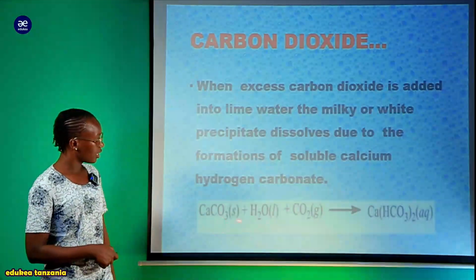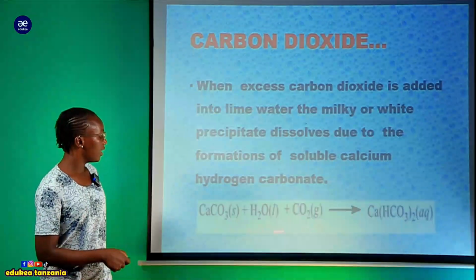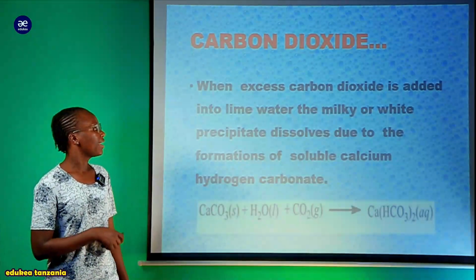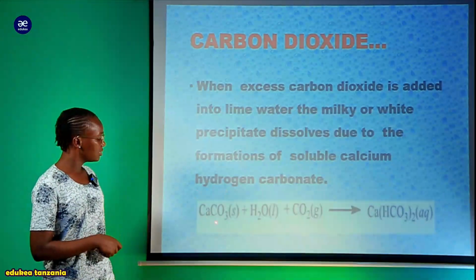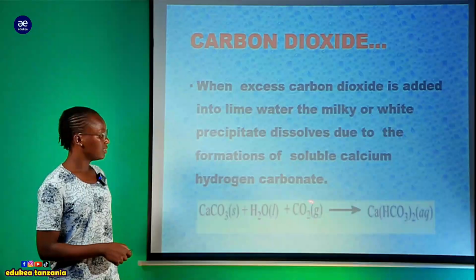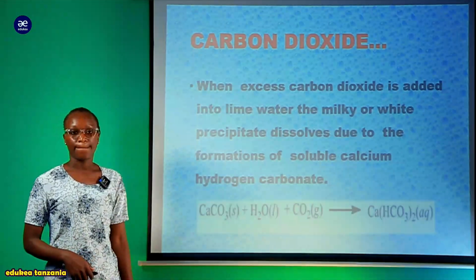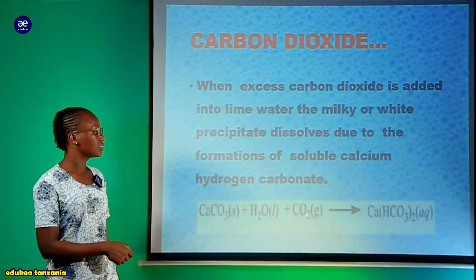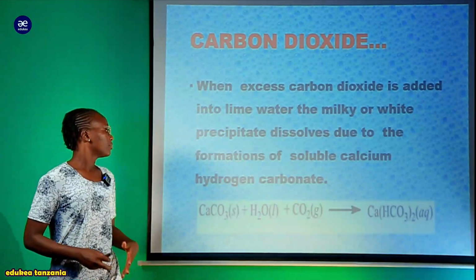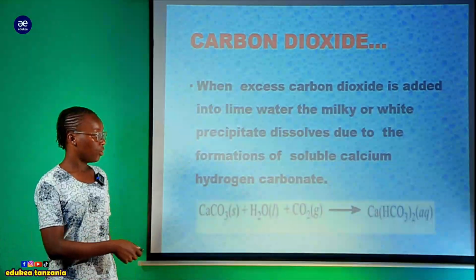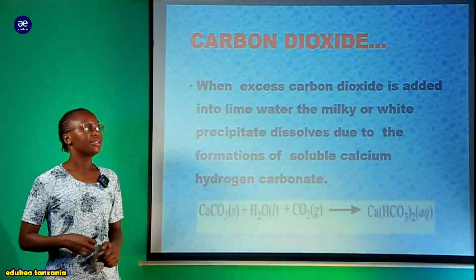So simply this is the chemical reaction which demonstrates what happens when excess carbon dioxide is added to lime water. This is calcium carbonate, this is water, this is carbon dioxide. The reaction takes place due to the excess carbon dioxide, and we are going to have the calcium hydrogen carbonate solution as you see there.